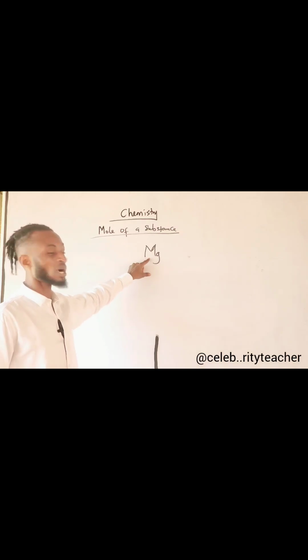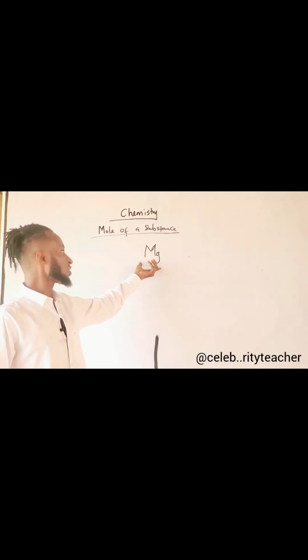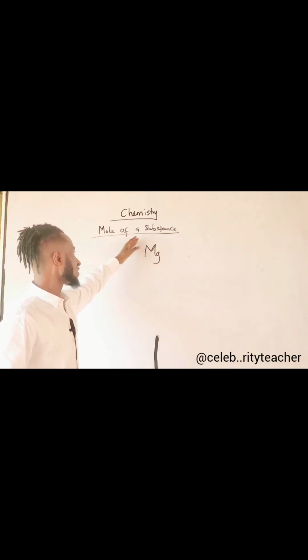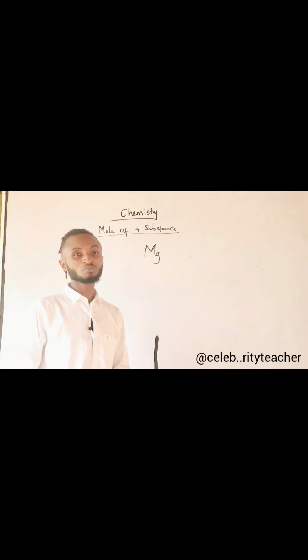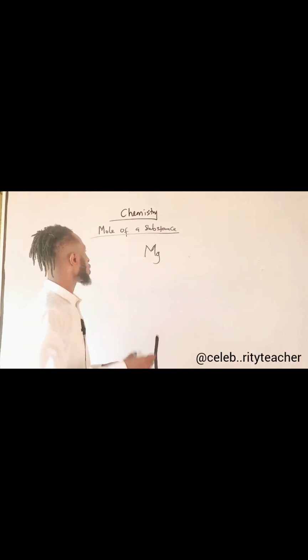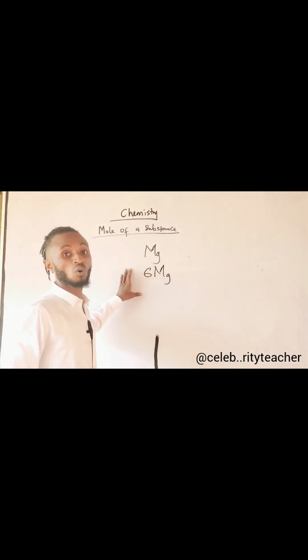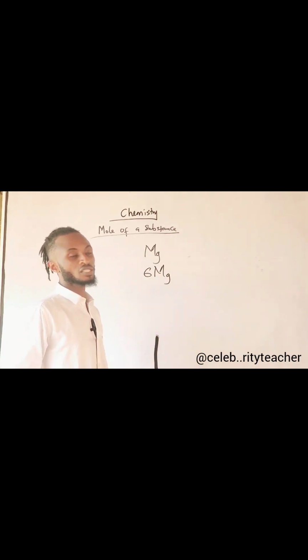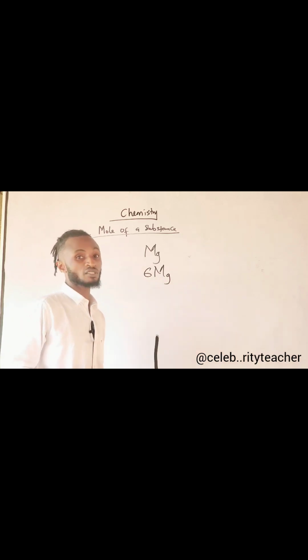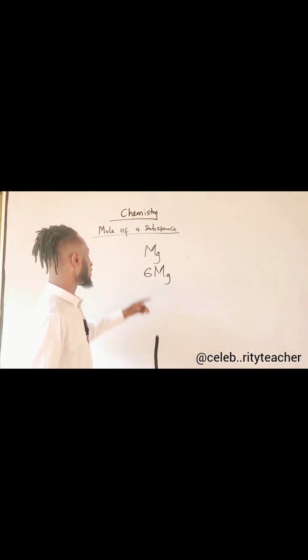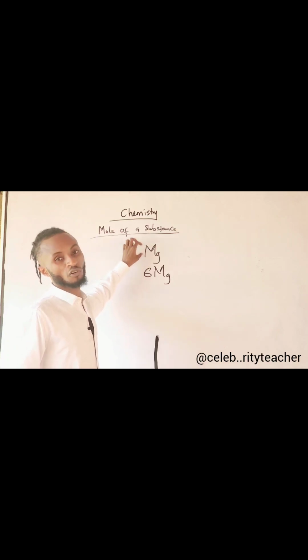For instance, this is magnesium. This is the formula for magnesium. So this is magnesium and the coefficient here is 1, but it's invisible. So you can say that this is 1 mole of magnesium atom. If I change the coefficient to say something like 6, then you can call this 6 moles of magnesium. And it's the same for every other substance, be it element or compound. So the number of mole of a substance is the coefficient of its formula.